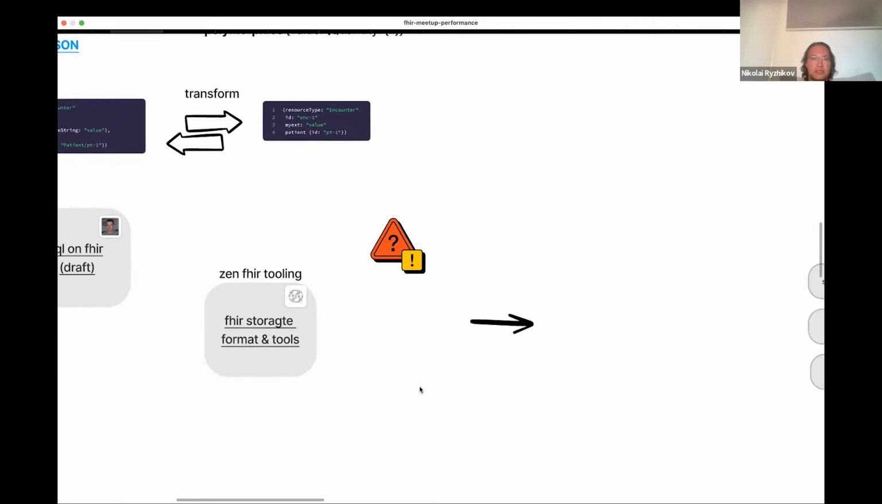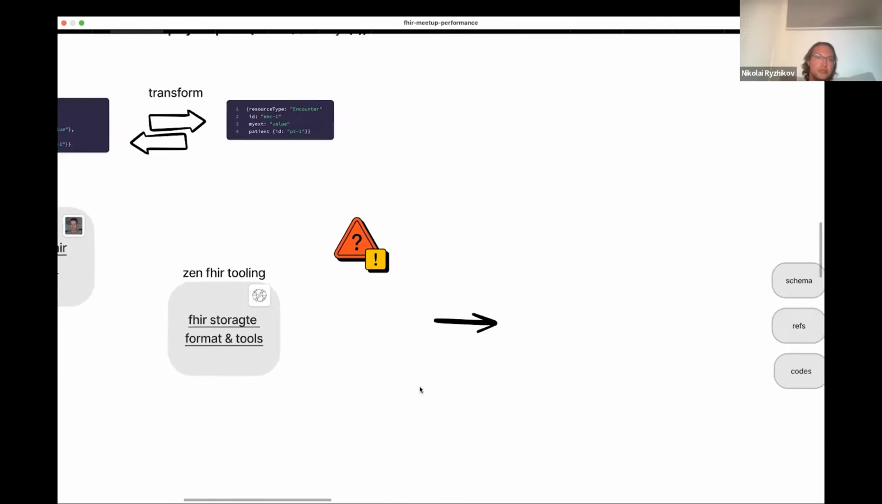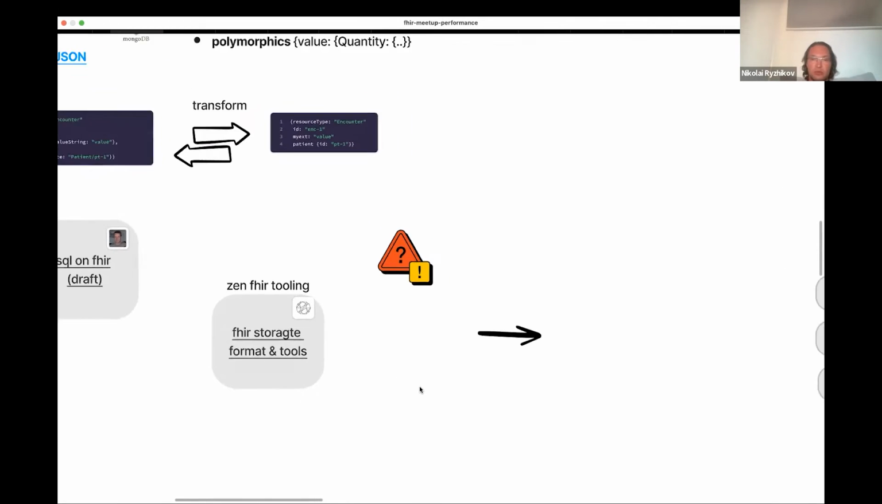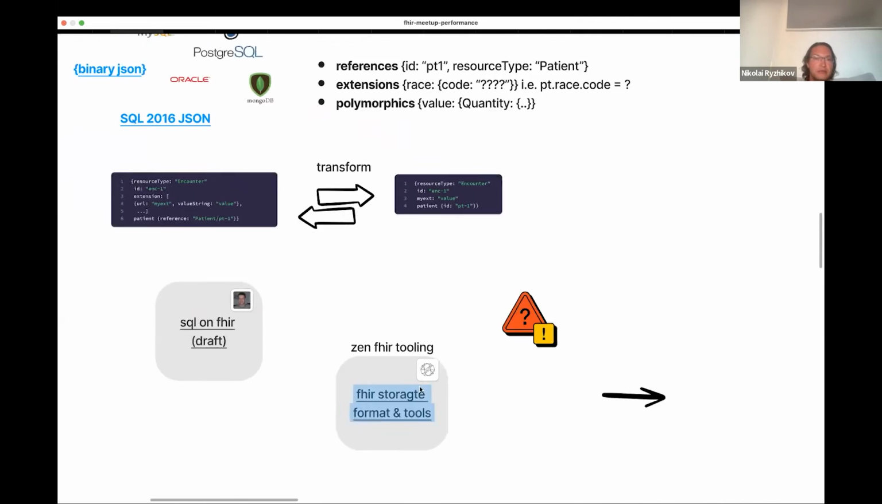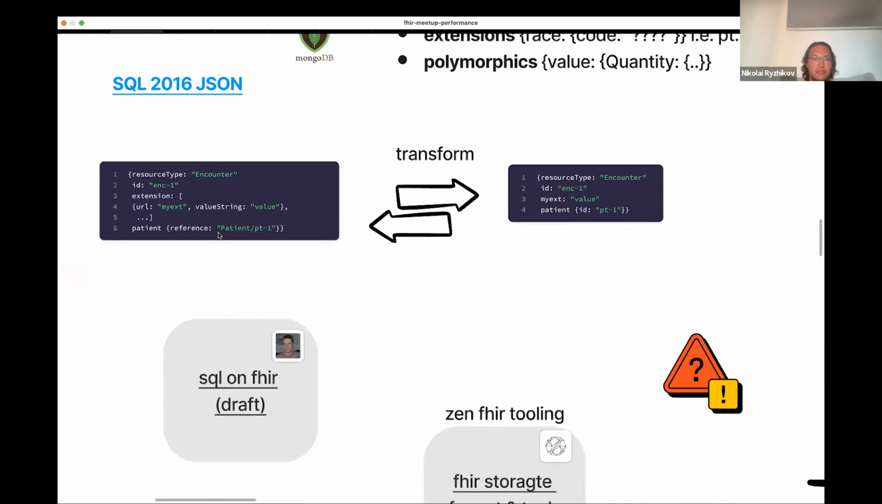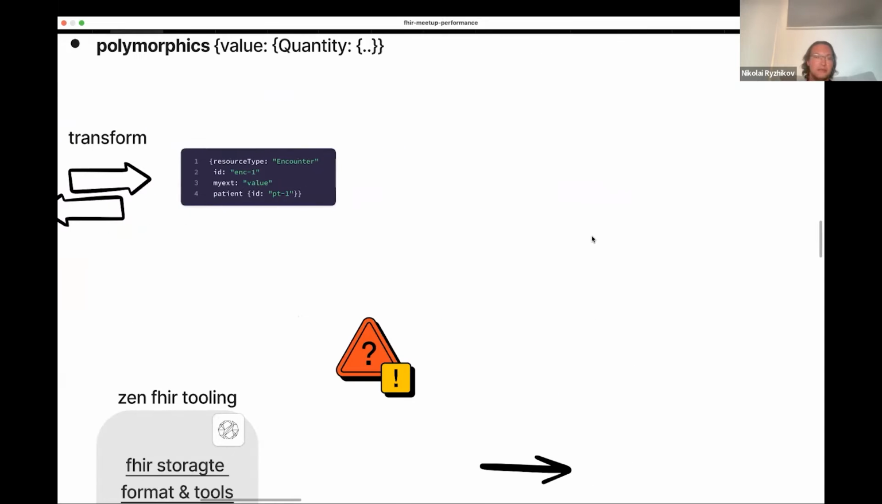Sometimes you have to do some conversions to make it efficient, to make it more convenient. For example, if you keep a reference string in the database, you should always parse it or make other tricks to make it work, and it's not going to be efficient. That's why we're trying to make it more database friendly.